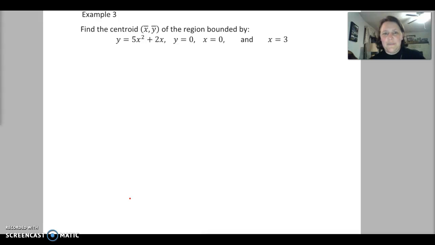All right, let's look at example number 3. So we have: find the centroid x bar, y bar of the region bounded by y equals 5x squared plus 2x, y equals 0, x equals 0, and x equals 3. So let's take a quick look at what that graph is going to look like.